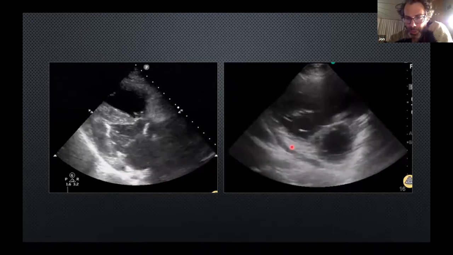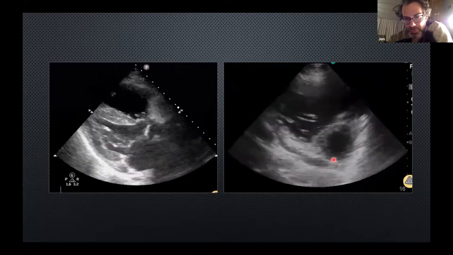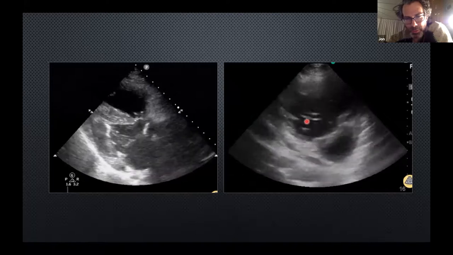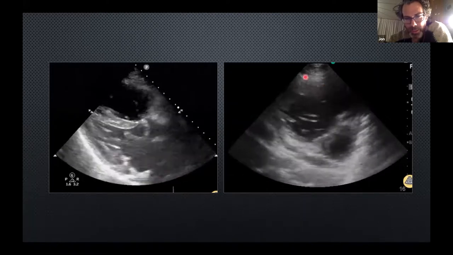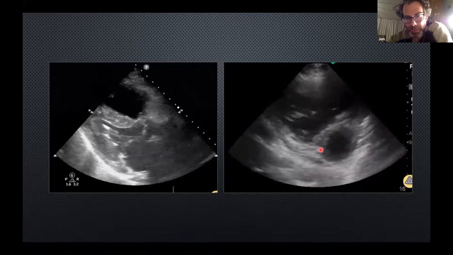And here on the parasternal short axis, we can see that D sign. So instead of the LV being a nice round donut shape with just a nice thin croissant around it, we've got a mega croissant here, the septum has become flattened, and the LV has become like a capital D.